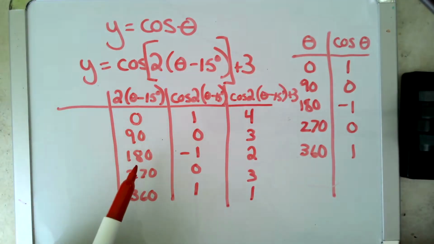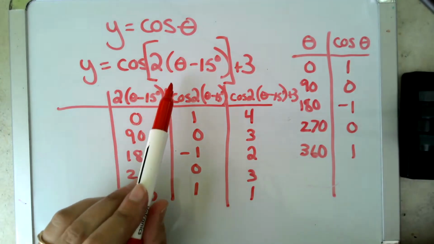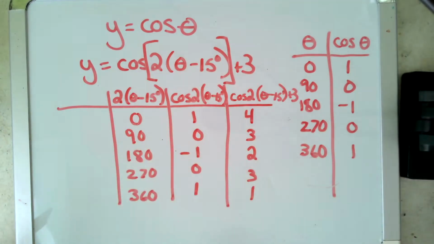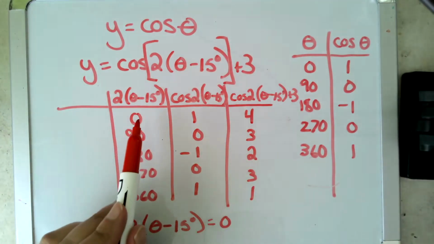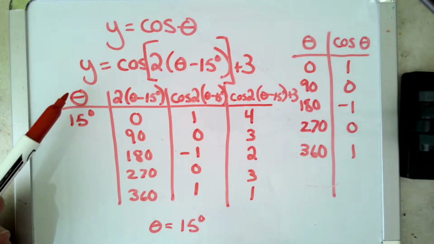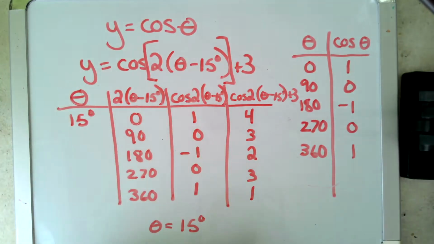Similarly, to figure out my input, I need to know what theta I would put into this to make a 0. So I just do some math, right? I set this equal to what I need it to equal. Well, I divide by 2. 0 divided by 2 remains 0. Then I would add 15 degrees to both sides and find that my first theta is 15. If I plug 15 in, I create a 0.